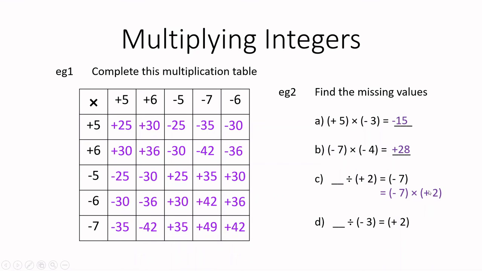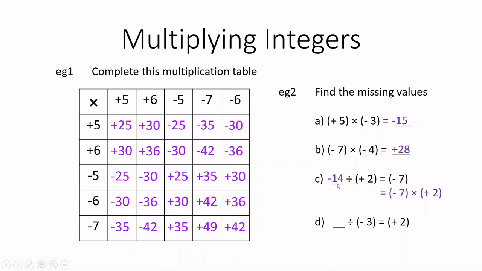Notice I didn't change that from positive to negative. What I did change is the operation. The division became a multiplication. Negative 7 times positive 2, the signs are opposite, so the sign for my answer will be negative, and I'll just do 7 times 2 is 14, so negative 14.